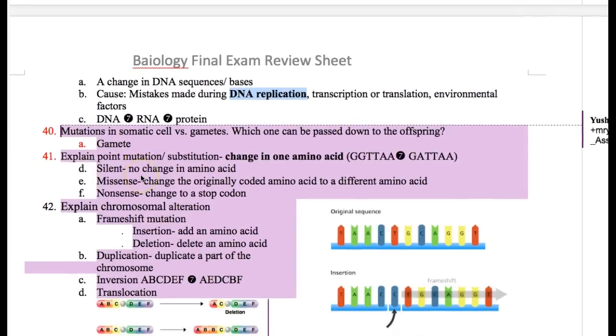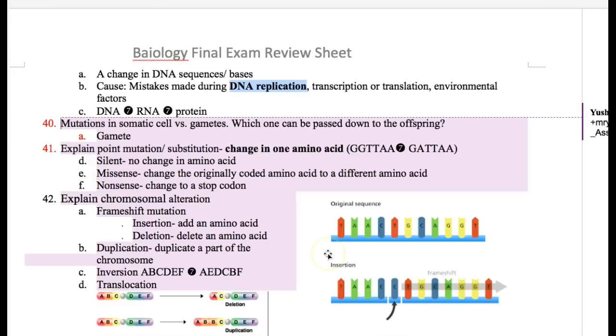And then the next one, mutations in somatic cells versus gametes. So if you remember, well, you have to remember it, somatic cell is your body cell. Gametes are sperms and eggs. So everything except sperms and eggs are called somatic cells. Which one can be passed down to the offspring? So if you were to have a mutation in your somatic cell, let's say a mutation on your arm, you got a little tumor, is that going to be passed down to your offsprings?